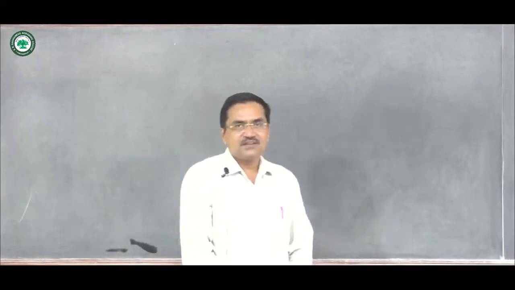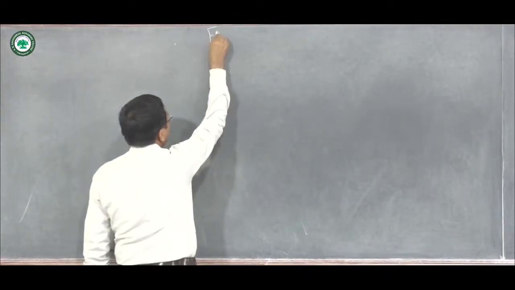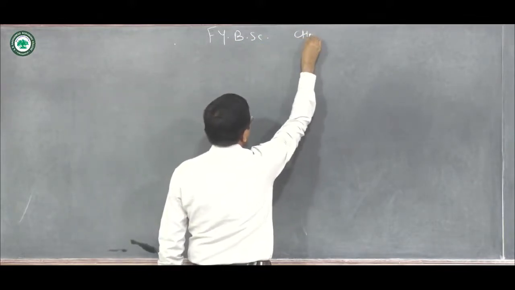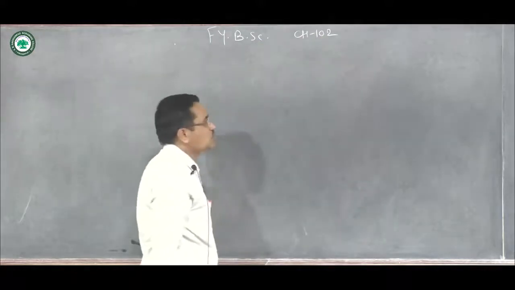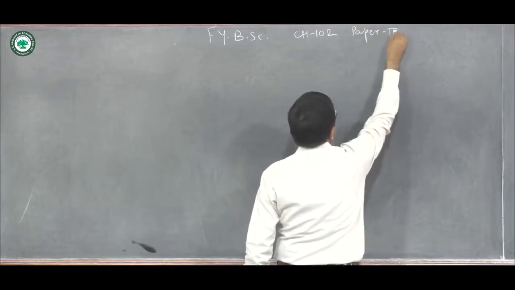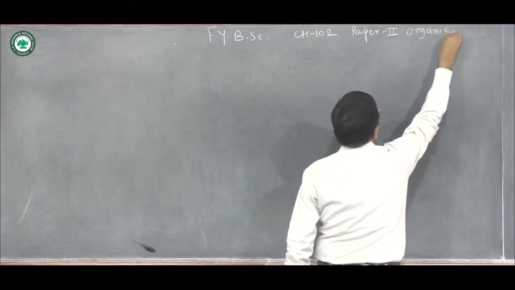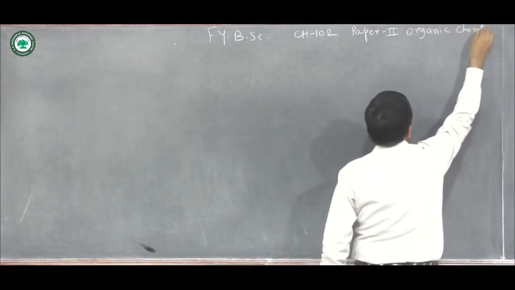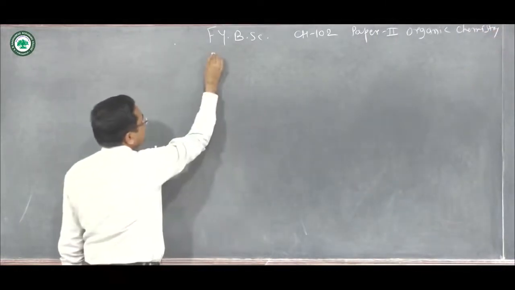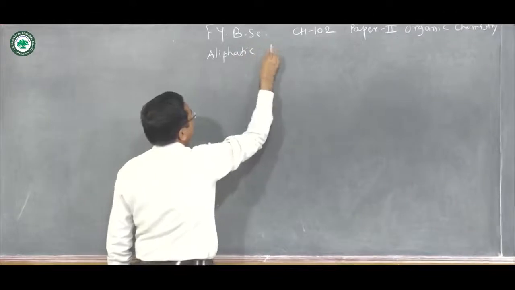We already start the second chapter from F.Y.B.Sc class, and the paper is CH 102, that is paper second, organic chemistry. The chapter second is aliphatic hydrocarbon.